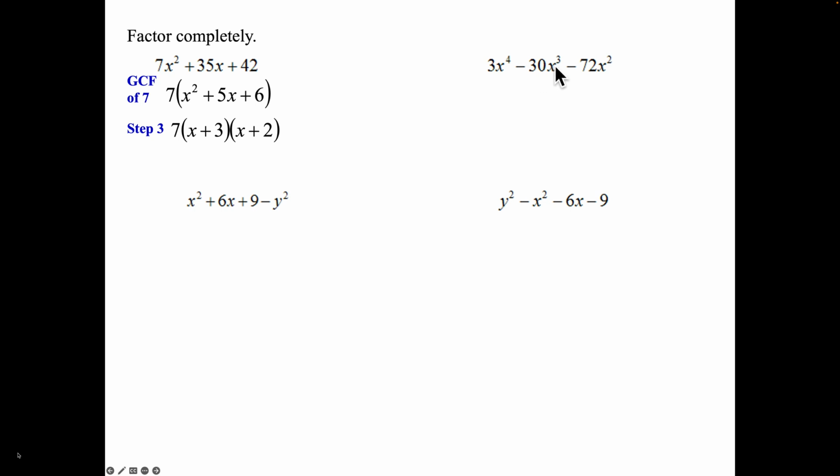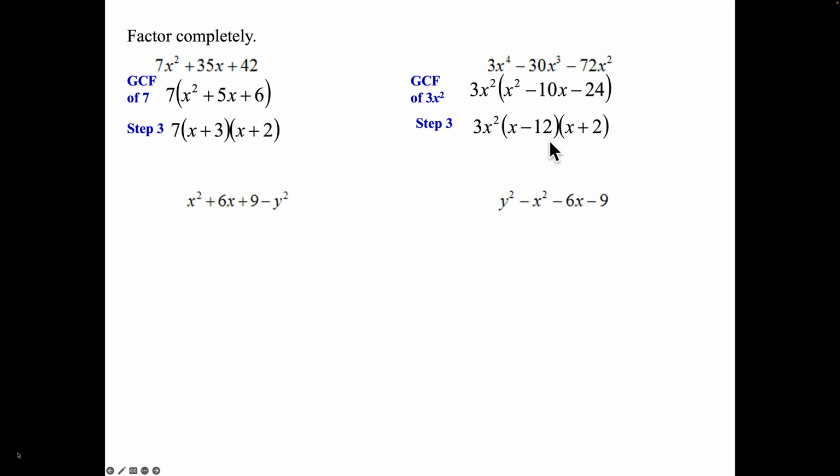3x to the fourth minus 30x cubed minus 72x. We're going to take out an x and a 3, so GCF of 3x. We have a trinomial left over. I think we saw this one before. 2 numbers that multiply to be 24 and subtract to be 10. 12 and 2, with the 12 being the minus sign and the 2 being the plus sign. And now we're all factored.